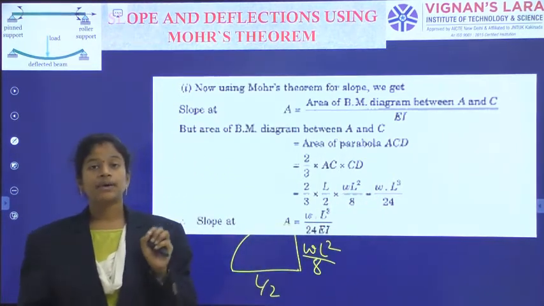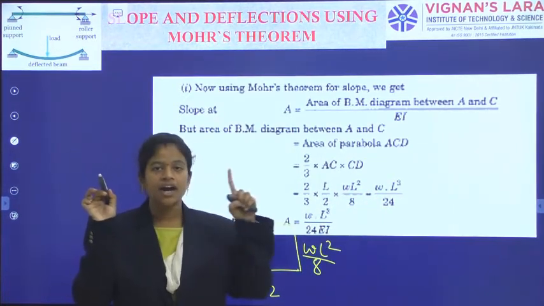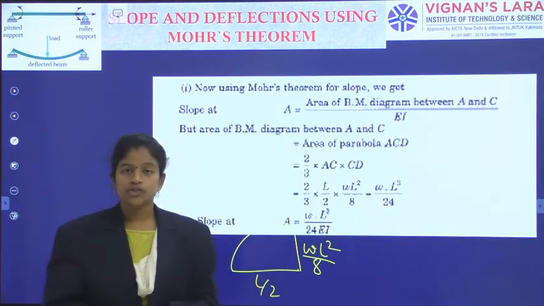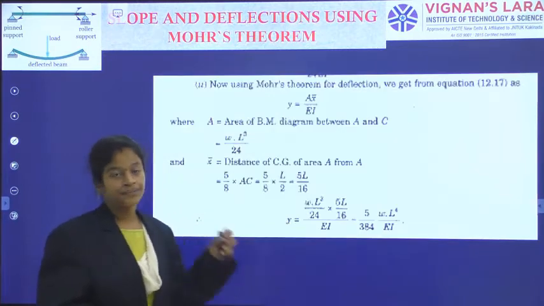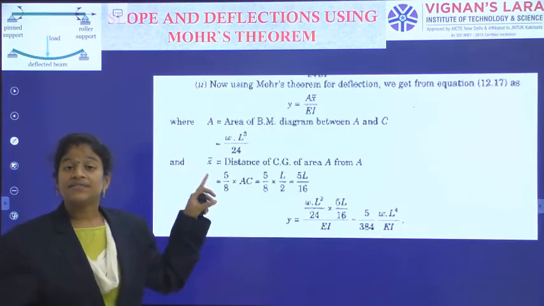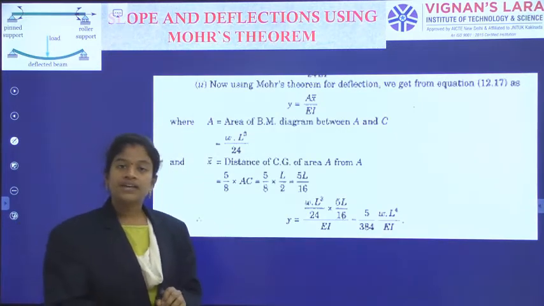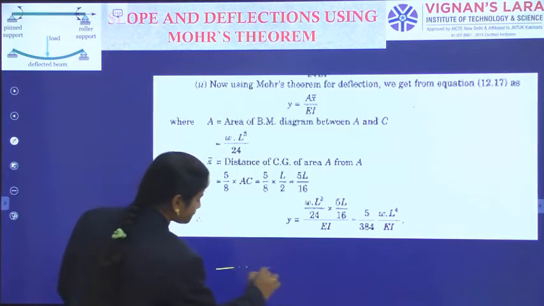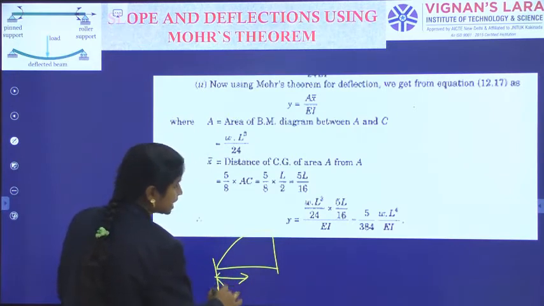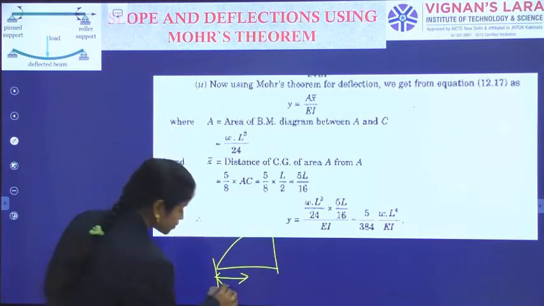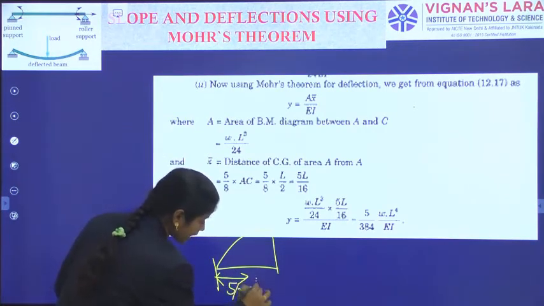This is the area of the bending moment diagram between point A and point C. And for the slope, that is A by EI, which is equal to WL cube by 24 EI. And the next thing is deflection at the point C. For the deflection at point C, what should we do? As we have said already, I have to give the distance from A. Yes, so 5/8 of L by 2.